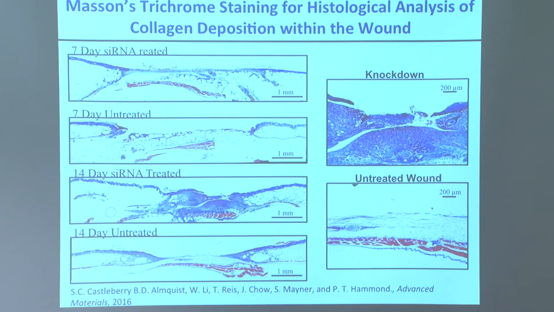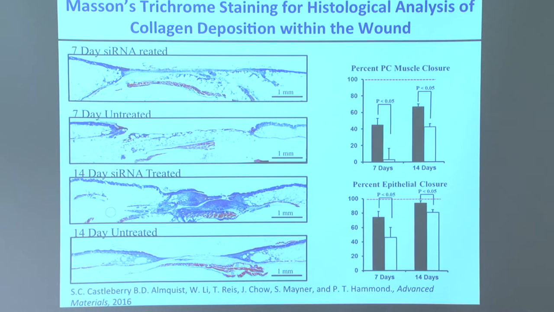What this means is that if we look at the treated versus the untreated sample, top and bottom here at 7 days, we already see a bridge of blue collagen in these wounds at early stages compared to the untreated diabetic ulcer. At 14 days, we see a huge plug of tissue being generated in the treated ulcer as opposed to the wound in which we have no treatment.